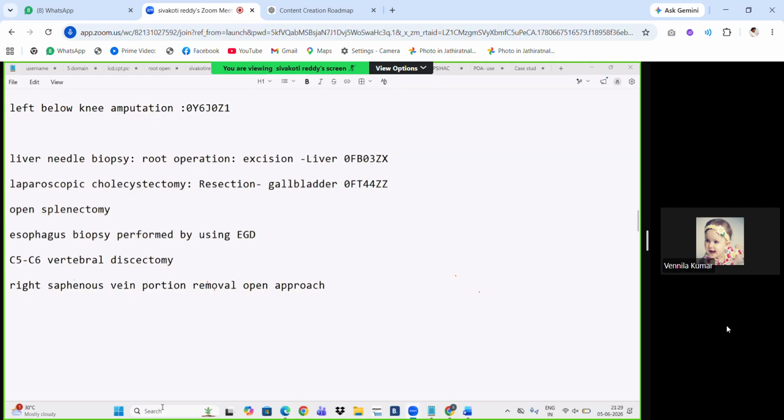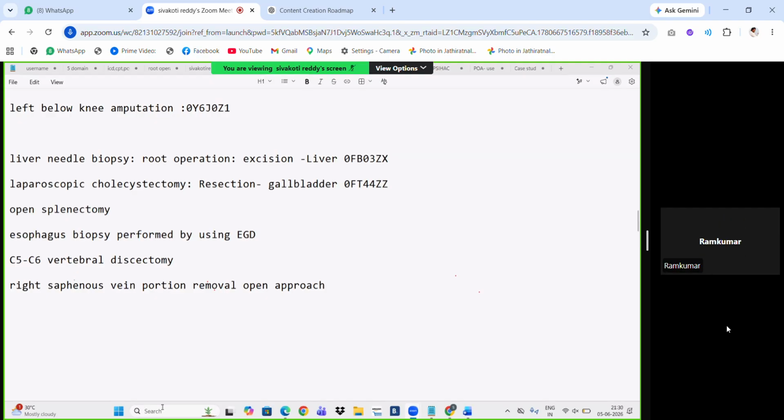Can you please share the soft copy of the ICD-10 CM book? I already shared it in the group and personally. That is ICD-10 PCS. PCS also I shared. One more time I am sharing in the group. For CM, let me check again. CM and PCS also I shared.